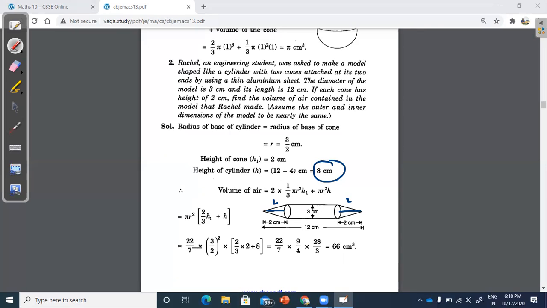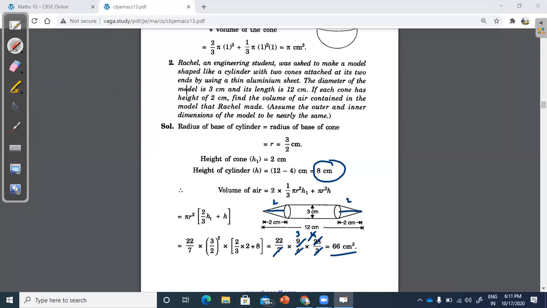So here we get pi r square. That is, we have taken common. So 2 by 3 into 2 plus 8. This is 4 by 3 plus 8. So we'll take the LCM here. You get 28 by 3. And now it's just a matter of cancelling all this. So 7 goes 4 times. This 4 and 4 gets cancelled. This goes 3 times. So 22 into 3, we get 66 centimeter cube. So that will be the volume of air contained in this model.